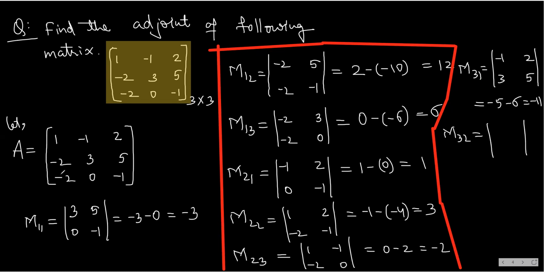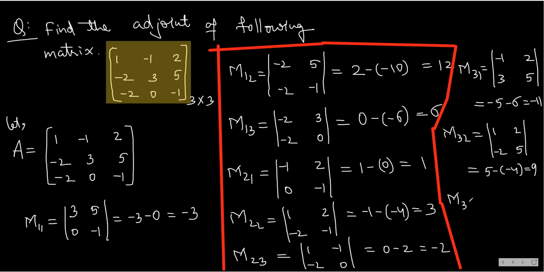m32 will be, ignore this row and this column. So you have 1, 2, minus 2, 5. So here you have 5 minus of minus 4, that is 9.